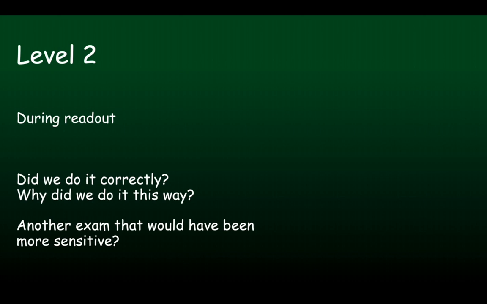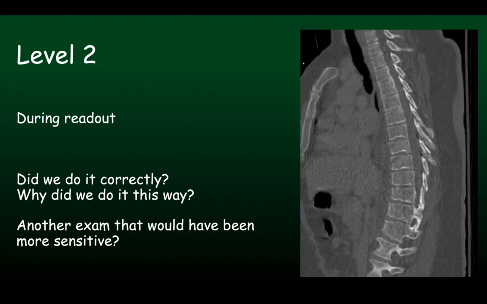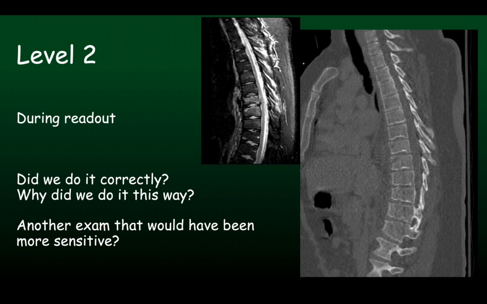Level 2 is an opportunity to teach not while you're actually protocoling studies, but during a readout. Look at the case in front of you and ask the resident, did we perform the scan correctly? Why do we do it this way? Why do we have sagittal images as part of our spine protocol? It's also an opportunity to think about whether there were other tests that would have been more sensitive or specific for the diagnosis in question. Should we have recommended an MRI instead? This reminds the residents that protocoling isn't just about performing the scan correctly, but looking at the clinical indication and making sure that we're imaging it correctly as a whole.